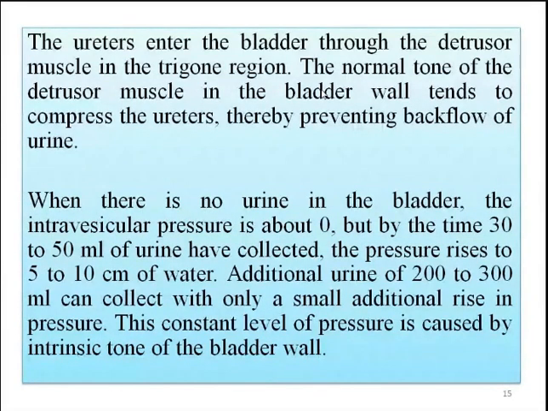Up to 50 ml of urine, the intravesical pressure is around 5 to 10 centimeters of water. But after that, if an additional 200 to 300 ml of urine collects inside the bladder, there will still be only a very marginal rise of intravesical pressure. There will not be much increase in pressure. It will be around 10 to 12 centimeters of water only. So this constant level of pressure is caused by the intrinsic tone of the bladder wall. The bladder wall has that capacity that with up to 300 ml of urine, the pressure will not rise much.